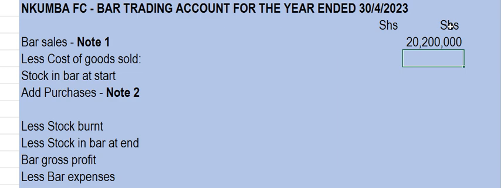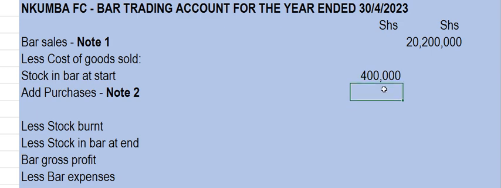We have to less the cost of goods sold, whereby we have to get the stock in bar at the start. So how much is the stock in bar at the start? That stock is 400,000 as per the information given. So we have 400,000. That is the opening stock balance.